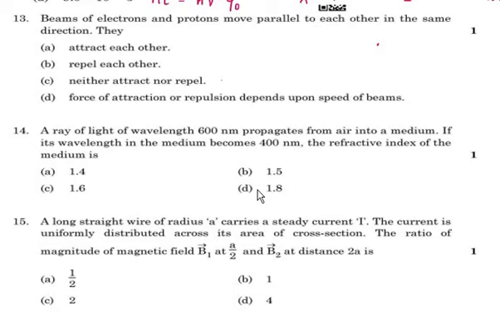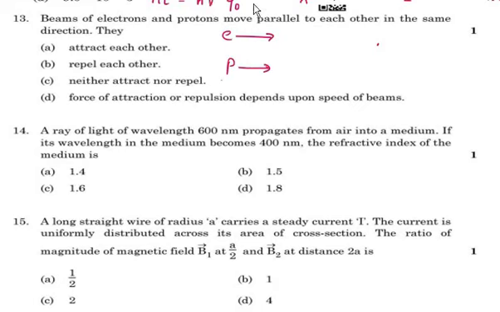Question number 13. Beams of electrons and protons move parallel to each other in the same direction. They attract each other, repel each other, neither attract nor repel. Force of attraction or repulsion depends upon speed of beams. These are the options. So here you can see that electrons are moving in one direction and protons are also moving in the same direction.